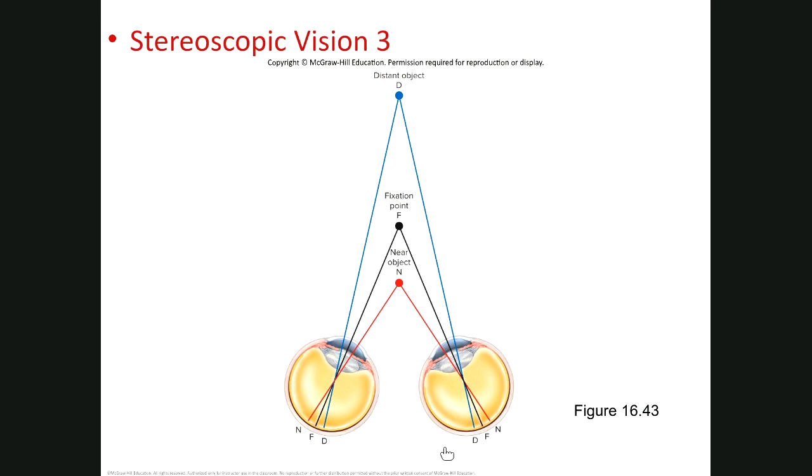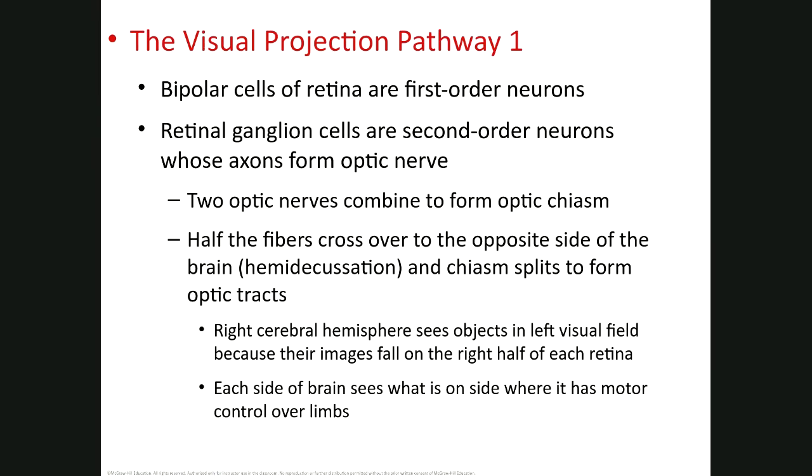All right, now, as far as the pathway is concerned, the bipolar cells of the retina are the first order neuron. Then the retinal ganglion cells are innervated and they make the second order neuron. The axons form the optic nerve, right? The two optic nerves left and combine to form the optic chiasm. Half the fibers cross over, half goes to the same side, and they pass through the cerebral hemisphere, and they reach the occipital lobe.